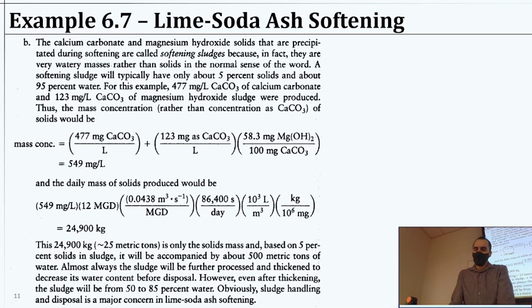Okay, so then let's just conclude with taking a quick look at part B. This is essentially a mass balance. Once you know how many solids are being produced, at 12 million gallons per day, what's that mass balance in terms of that amount of solids in milligrams per liter? Convert that, and you get 25,000 kilograms every day. So quite a lot. And oftentimes this solid sludge is mostly water, so you have to do a lot of dewatering for it to be economical to actually remove that and landfill it.